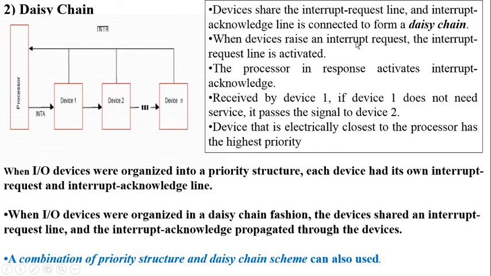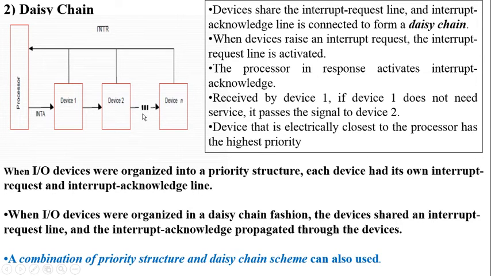Okay, when the device raises an interrupt request, the interrupt request line is activated. That means any number of devices, 1, 2 or 3, can activate the interrupt request line at the same time. The processor in response activates an interrupt acknowledgement line, and this interrupt acknowledgement line is directly connected with device 1 only. If device 1 is not ready to accept the acknowledgement, then it can receive it and pass it to the next device. If it is accepting this acknowledgement, then it blocks the movement of the acknowledgement to the next device.